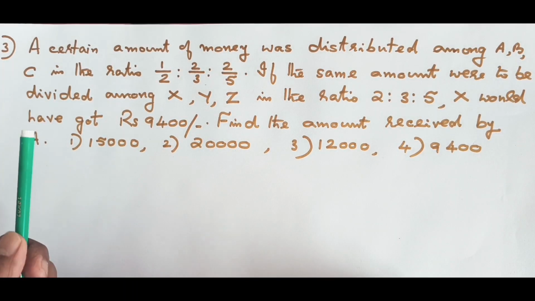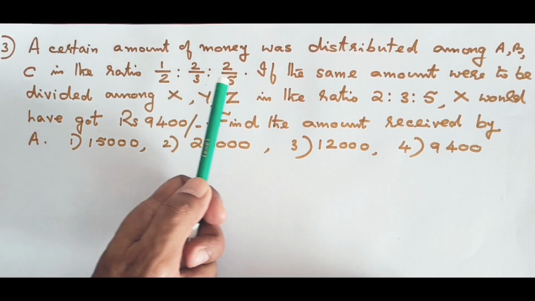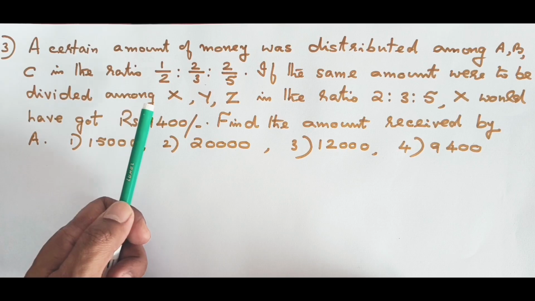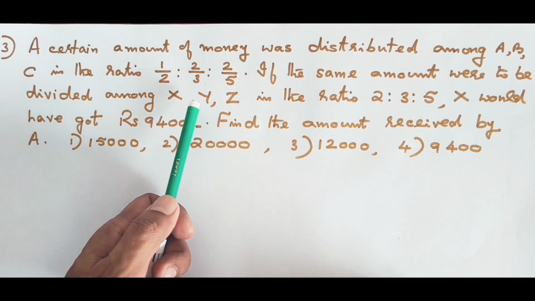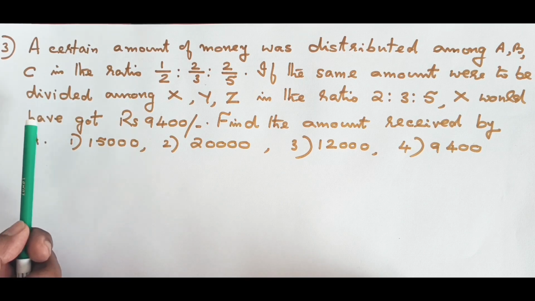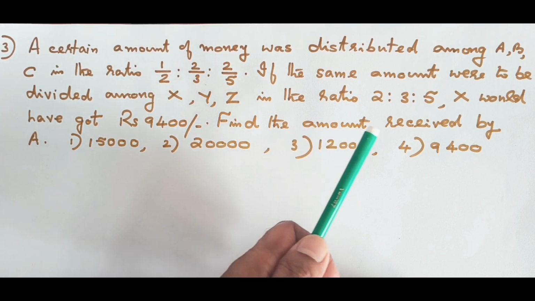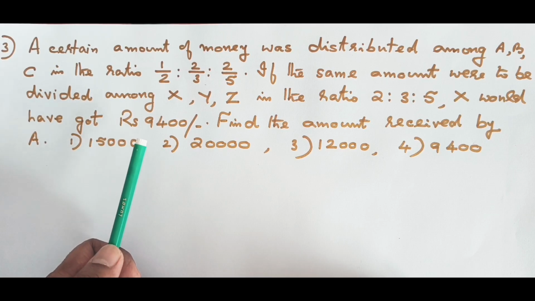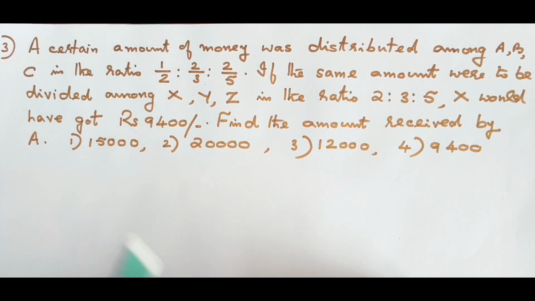The question is this. A certain amount of money was distributed among A, B, C in the ratio 1 over 2 is to 2 over 3 is to 2 over 5. If the same amount were to be divided among X, Y, Z in the ratio 2 is to 3 is to 5, X would have got rupees 9400. Find the amount received by A. These are the four options.